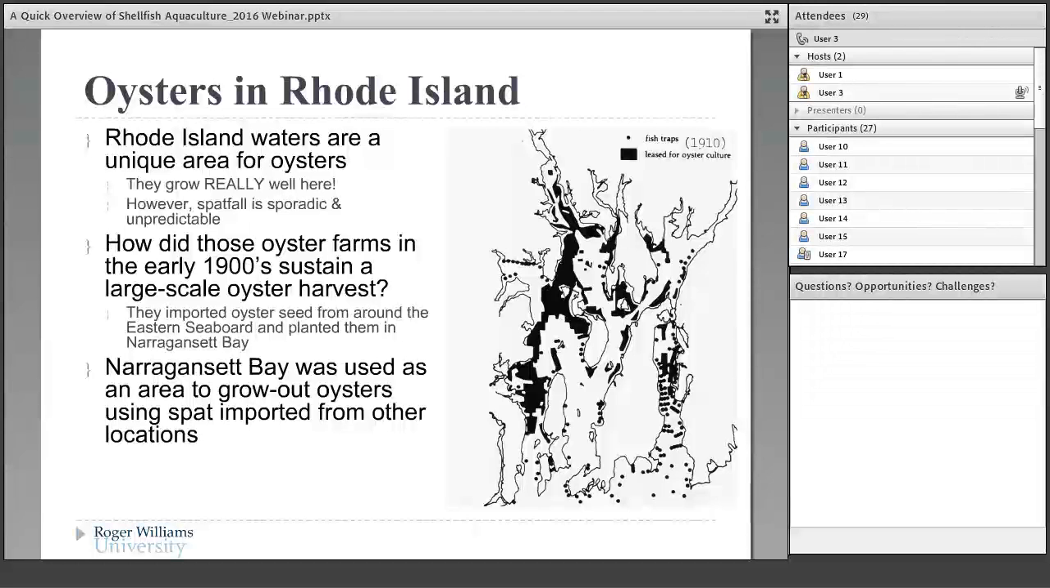Basically what they were doing is they were going out to other areas in the region, primarily Long Island Sound and later on into Chesapeake Bay, and they were loading juvenile oysters onto flat cars, railroad cars, and transporting them to Narragansett Bay, where they were transferred out into the bay so that we could take advantage of their capacity to grow very well here. So Narragansett Bay was basically just a grow out area using spat that was imported from other locations.